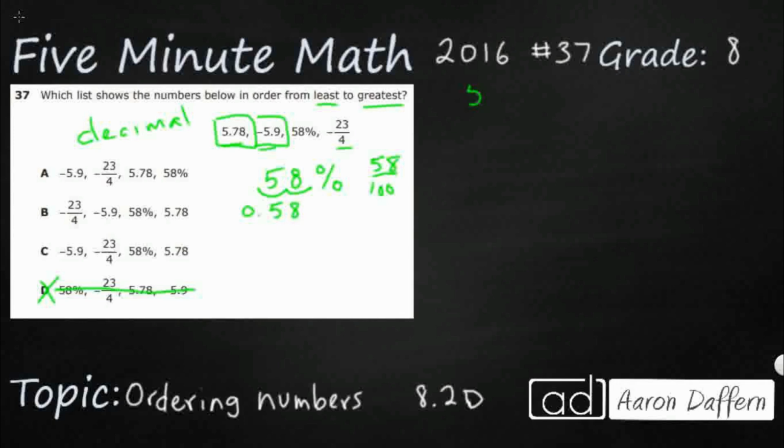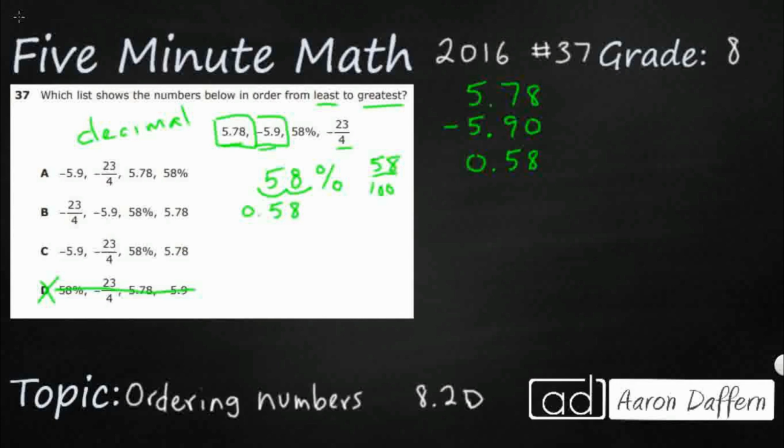All right, so let's take these first 3 and I'm going to line them up here. So I've got negative 5.78. I've got negative, so I know that's going to be smaller, 5.9. And I've got 0.58. Looks like we're going to the 10th place, so I'm just going to put a 0. You can always add zeros after numbers if they are decimals.